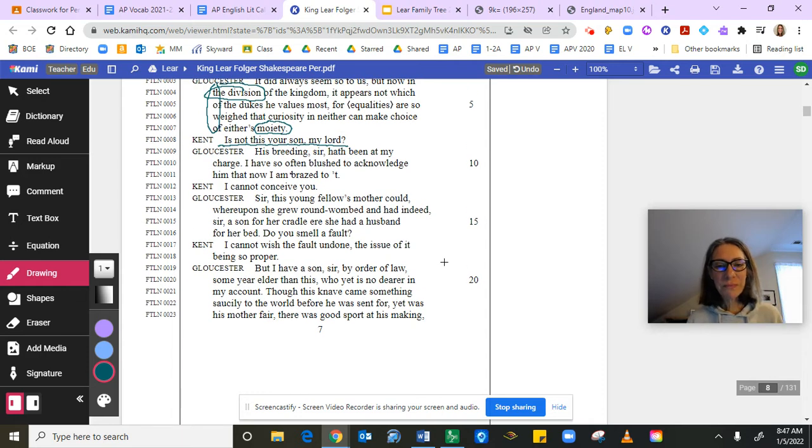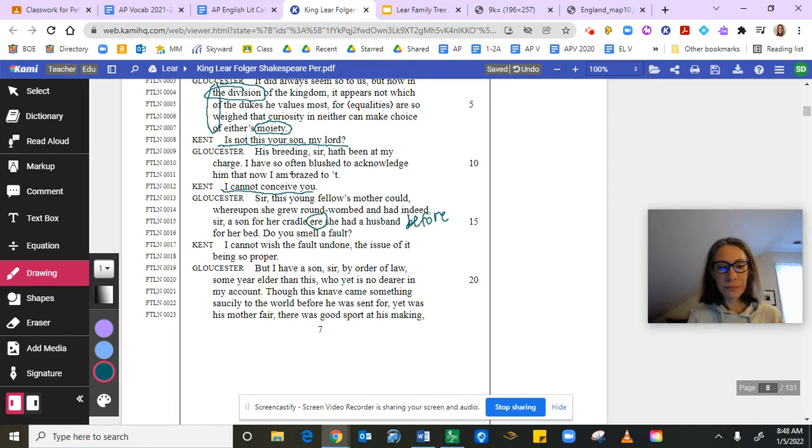So there's a lot of earthy humor here and wordplay. I won't go into all of it right now, but Gloucester says I've been blamed for his breeding, like I've blushed to acknowledge him. And when Kent says, "I cannot conceive you," kind of innocently, I don't know what you mean, Gloucester's response, "this young fellow's mother could," in other words, conceive, or become pregnant, "whereupon she grew round-wombed and had a son." Ere, remember, means before. She had a husband for her bed.